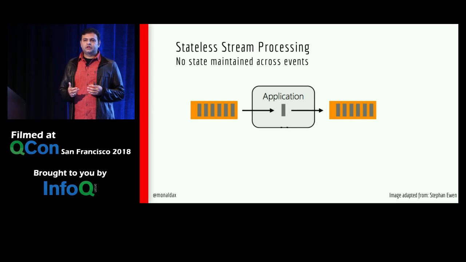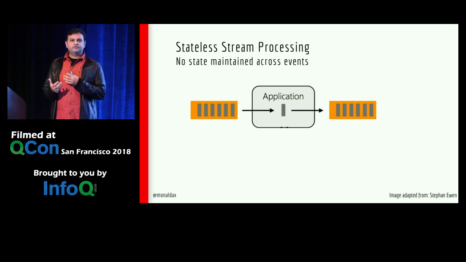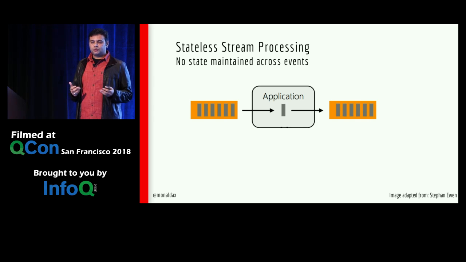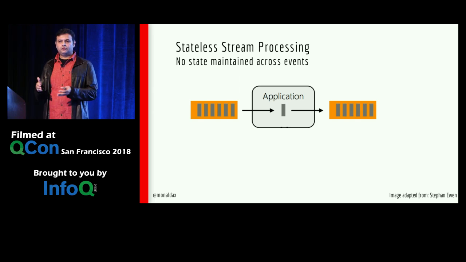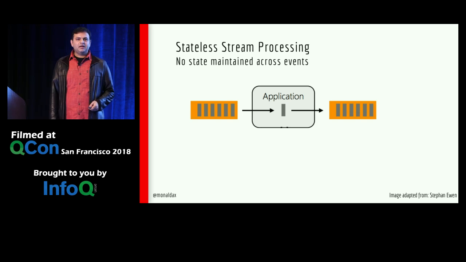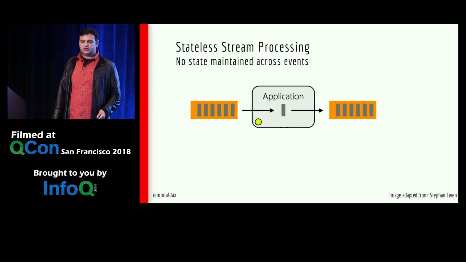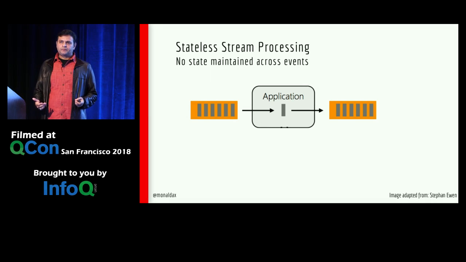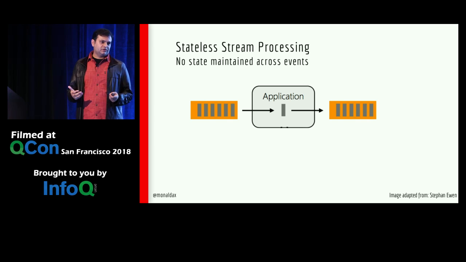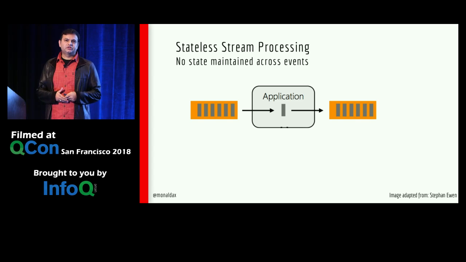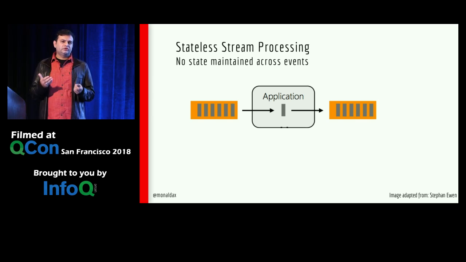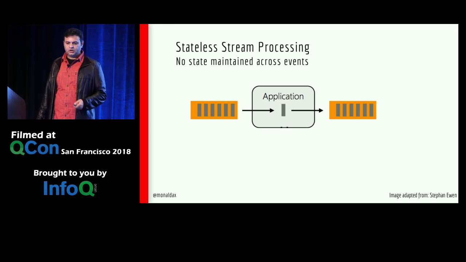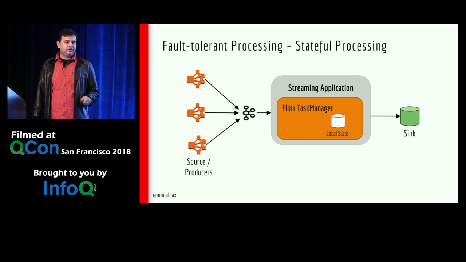The other notion within Flink is the support for stateful and stateless processing. When we talk about stateless processing, what we are saying is that as those events flow through the system, the application is just processing one event at a time, and it's not storing any state between the events. For example, if you're just taking an event and either enriching it or cleaning it and then moving it forward. Now, stateful is very interesting.